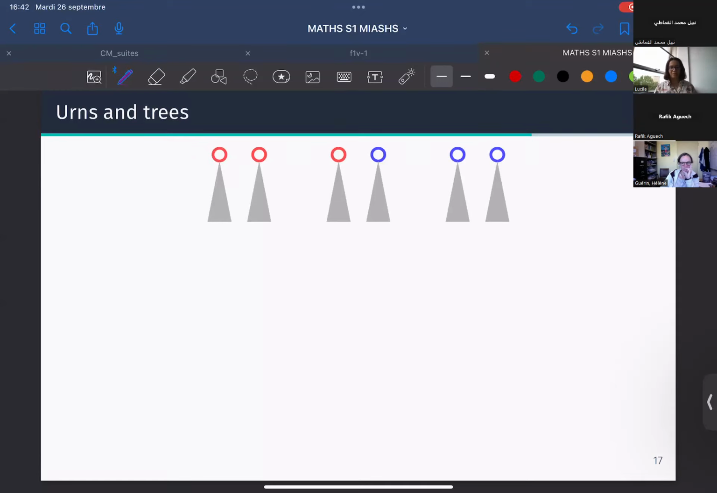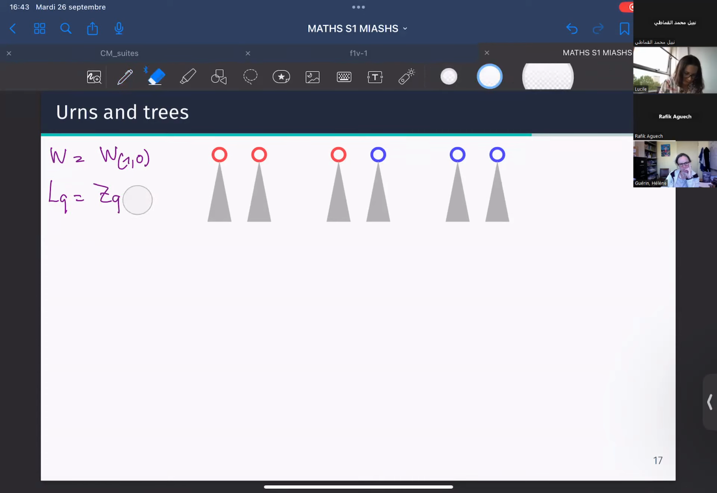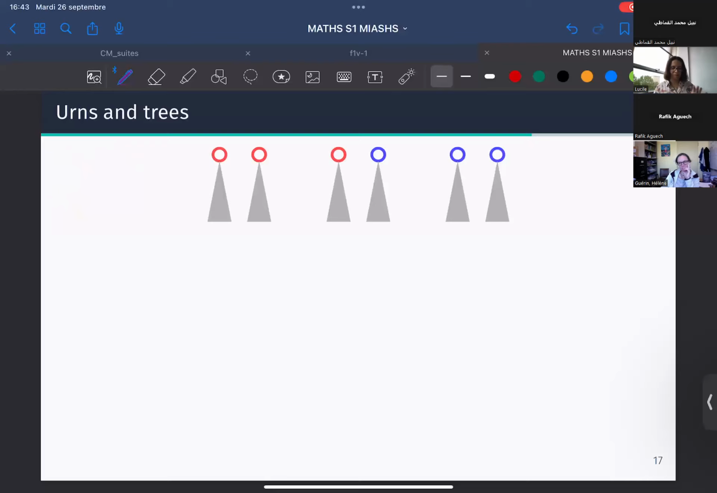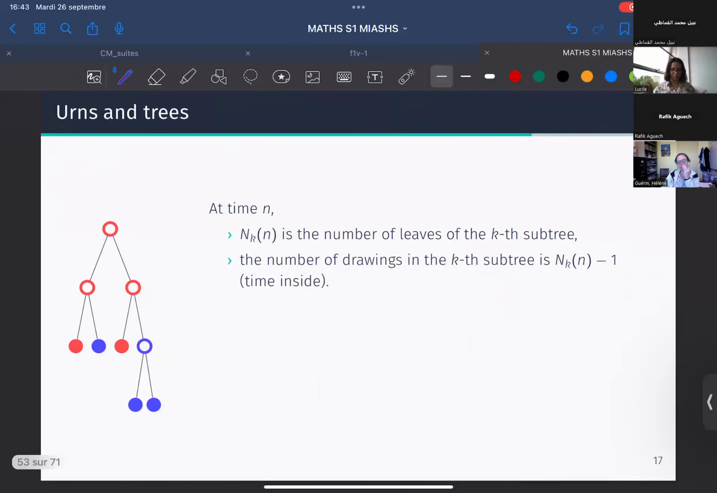So if we say that we fix the first ball, because we have W, that's W1,0, so that's when we start from one red ball, and we have L, that's the plus or the minus 1, Z, L, W here. So if we understand W, then we understand the random variable L. So we say that we start from one red ball and we see what happens.